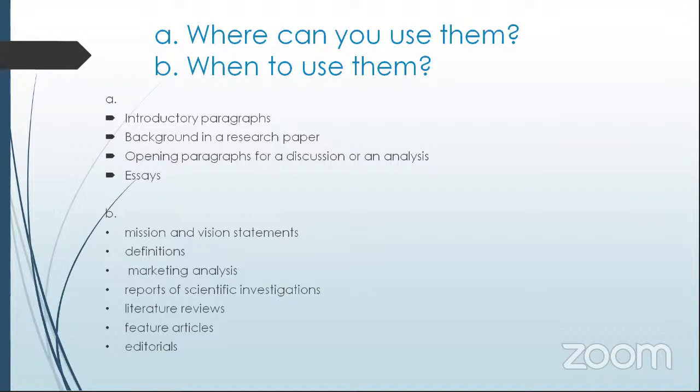Essays. Okay. Essays will have a wide range of patterns. Now, when to use them? Usually you use them in mission and vision statements, when you're giving definitions of products or any concepts. When you're providing marketing analysis, basically when you're making analysis, you begin with a general statement, then go to the specifics of what you're analyzing. Then reports of scientific investigations, literature reviews. The literature reviews are not very different from these research articles you're talking about. They follow the same format at least. Feature articles, editorials, all of these are write-ups and documents where you can see the usage of the general to specific pattern.